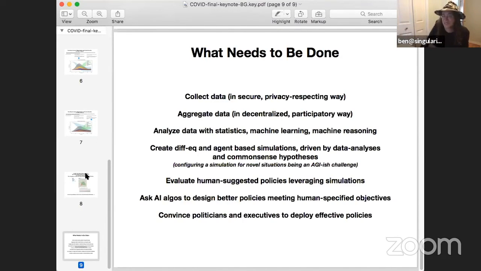Given all this, we then need to build better simulation models. I've been focusing on agent-based simulation. Of course, standard differential equation simulations also have a role. In Eva Lee's talk today, we heard about a combination of differential equation and agent-based simulations, which is great. And these simulations need a lot of data, and they can be structured by the results of AI analyses.